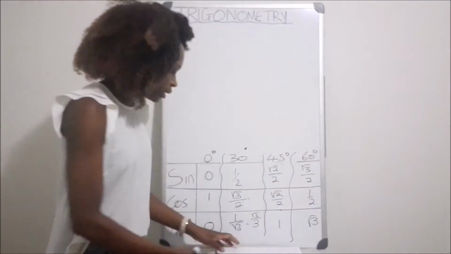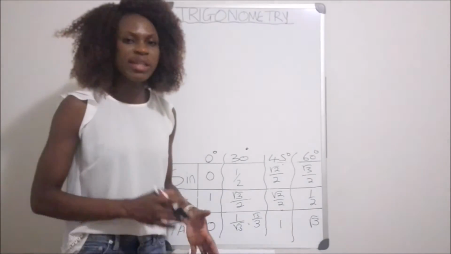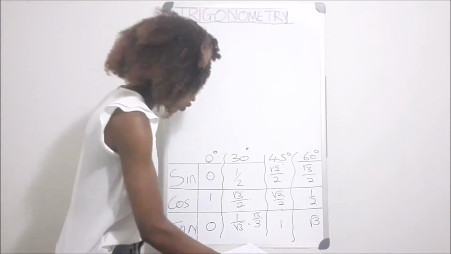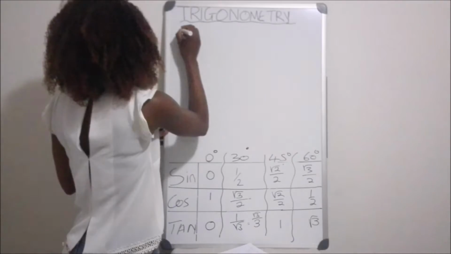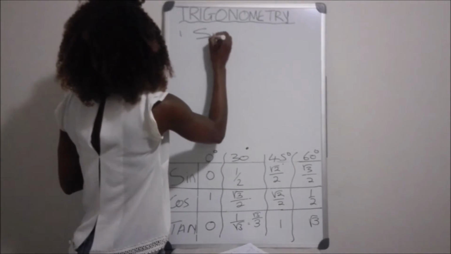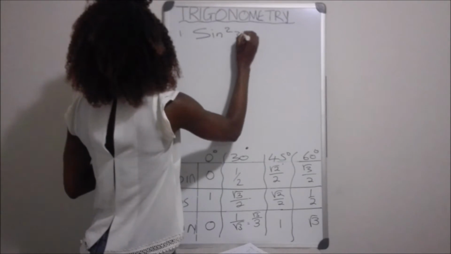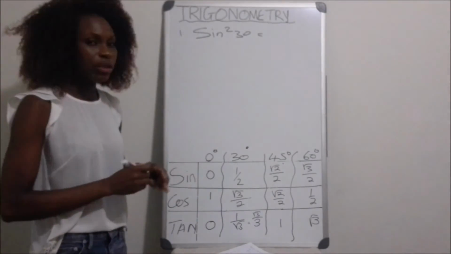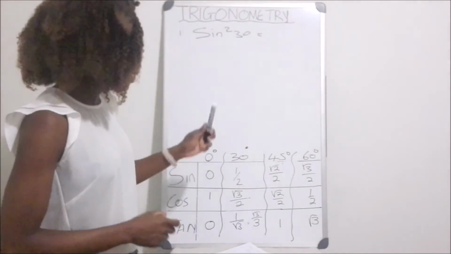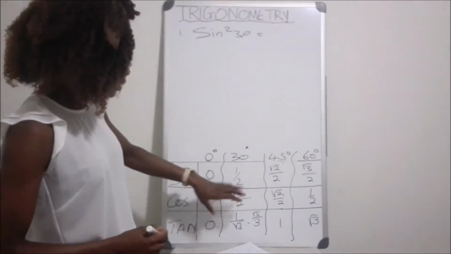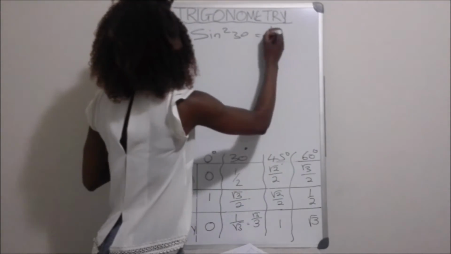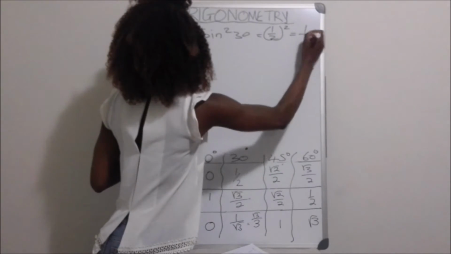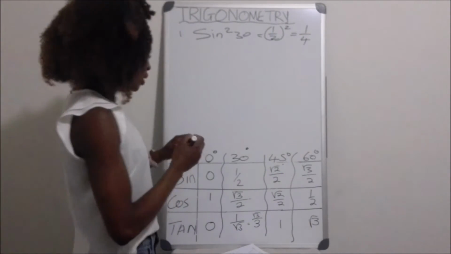Then let's just look at a few examples of how we solve questions when dealing with special angles. The first one says find the value of sine squared 30 without the use of a calculator. Sine 30, we know from special angles, is 1 over 2. That means the answer for this one will be 1 over 2 squared, which will give us 1 over 4. You see how easy it is.